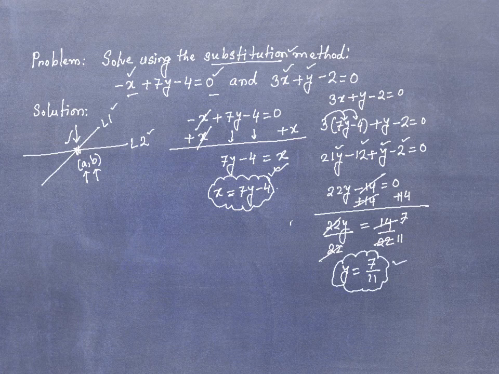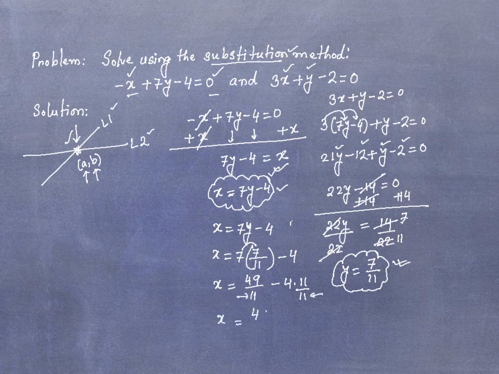Now I can take this y value and plug it into this equation. x is equal to 7y minus 4. Now x is going to be equal to 7 times y, which is 7 over 11, because that's what we got here, minus 4. So x is equal to 7 times 7 is 49 over 11 minus 4, but I am going to multiply 4 by 11 and divide it by 11. Now I have the same denominator in both the terms, and I can combine them. It's going to be 49 minus 4 times 11 is 44 divided by 11, which gives me x is equal to 5 over 11. 49 minus 44 is 5.